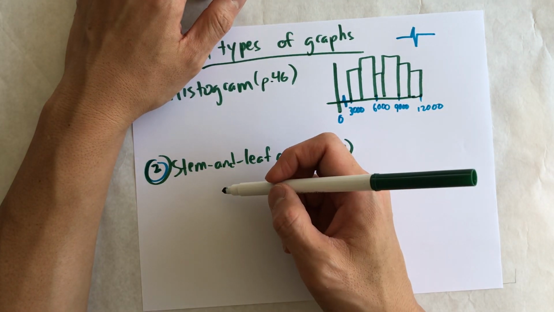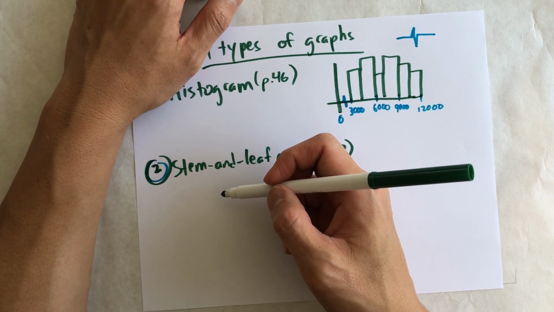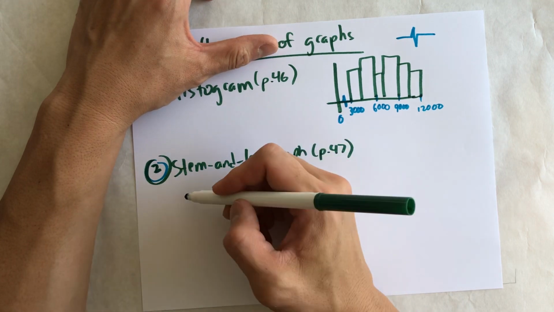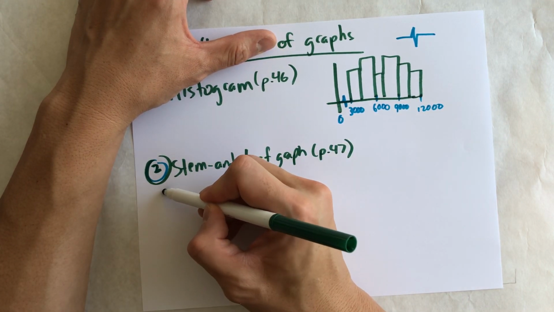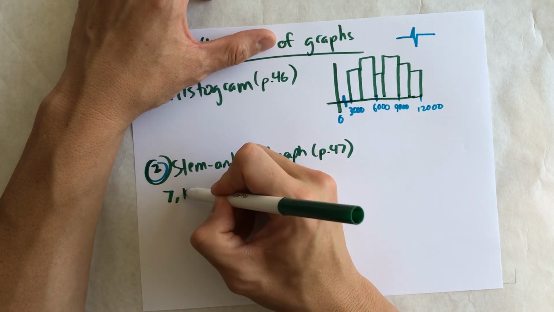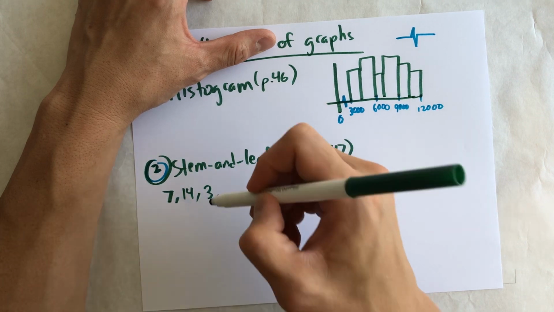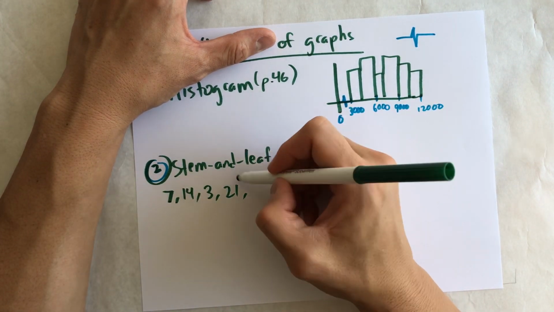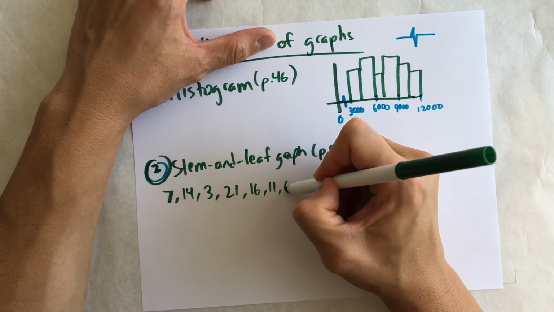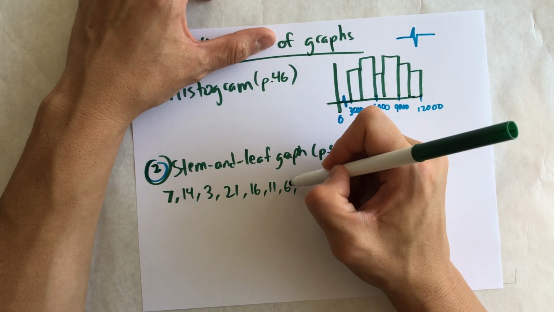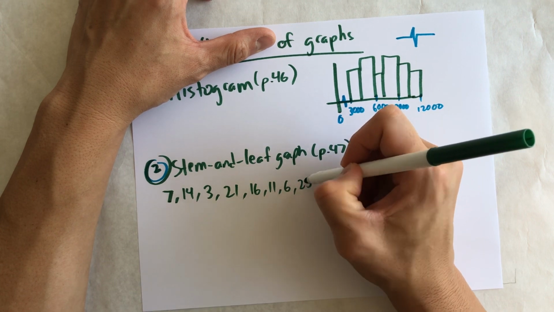Let's take, for example, the number of letters you have in your name. Okay, so let's say someone in your class has 7 letters, and then there's someone with 14, and there's someone with 3, and there's someone with 21, and there's someone with 16, and then you have an 11, and then you have a 6. That's pretty short. We have a 25 right here.